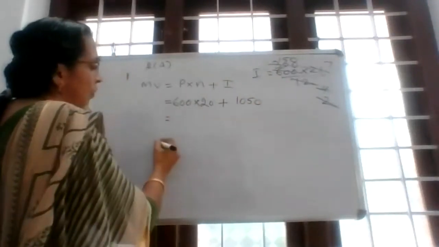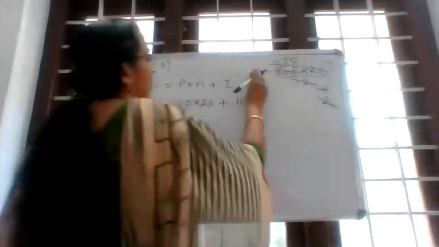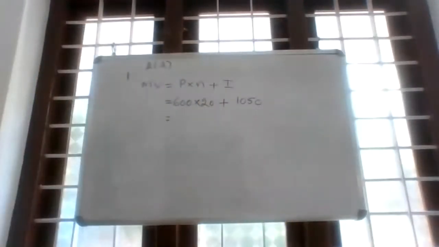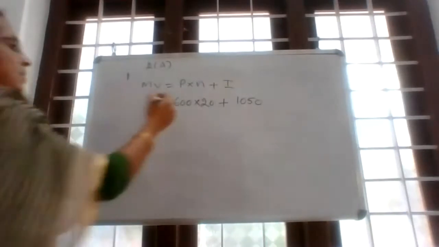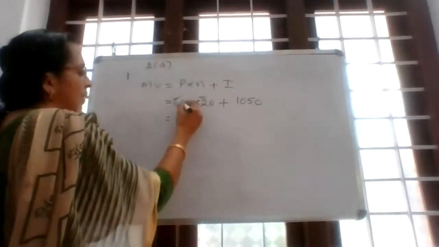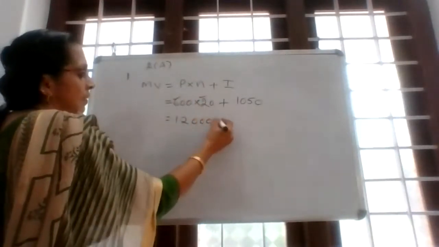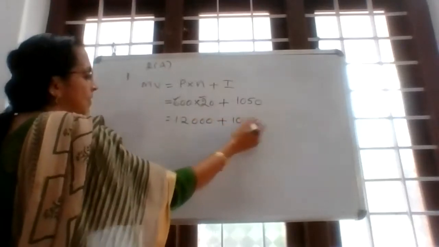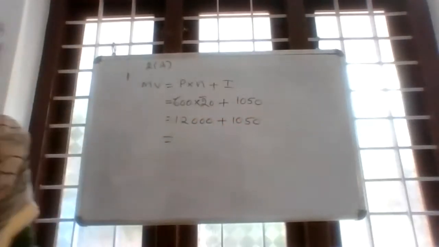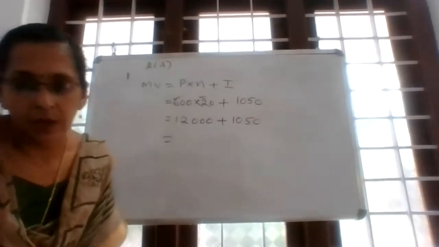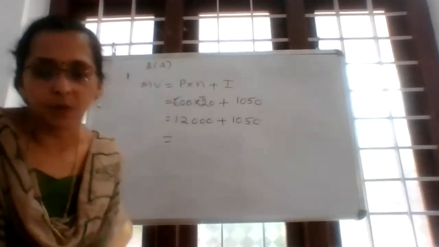Directly you can do P into N. No need of calculation in the working column. Directly you can do 6 into 2, 12. Then 3 zeros. 3 zeros plus 1050. So final answer will be what? Maturity value is 13050.